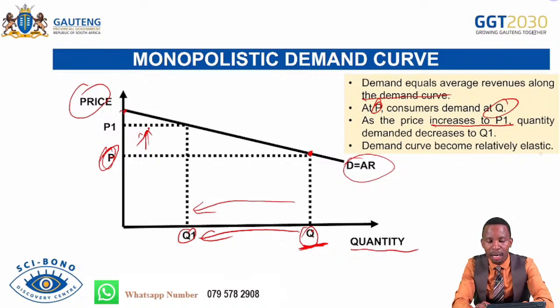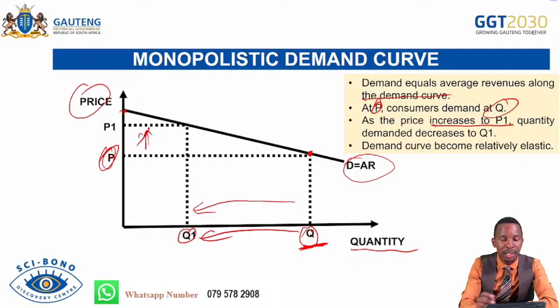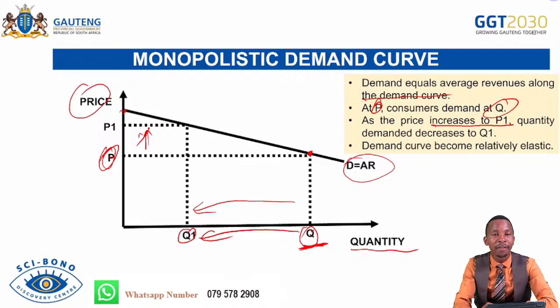The demand curve becomes relatively elastic. That simply means consumers are sensitive to the change in price. Consumers are very quick to react. If the price is increasing, they demand even less of this particular product because they have alternative products they can demand from the competitors in the same market. So the demand curve becomes so flat, or relatively elastic.